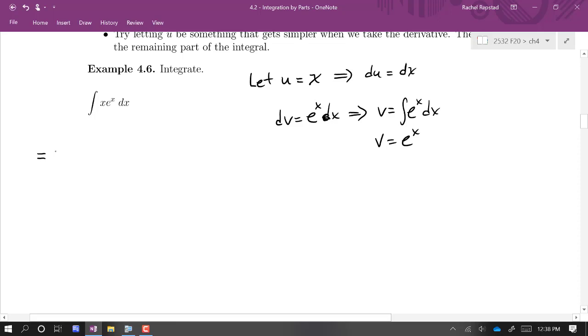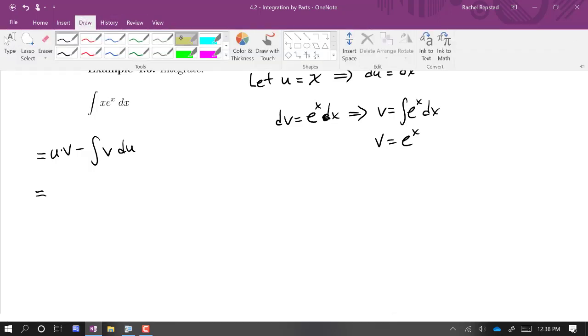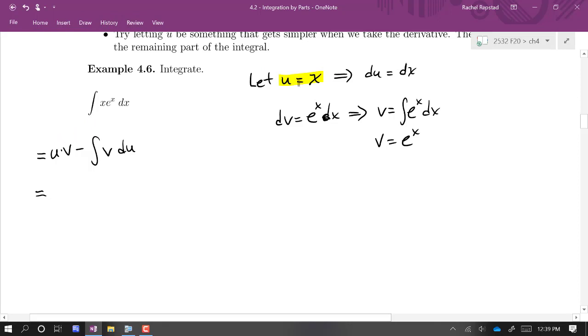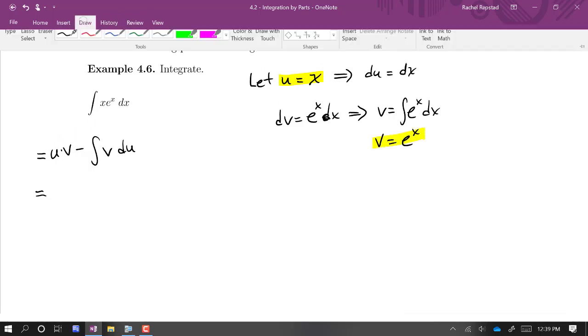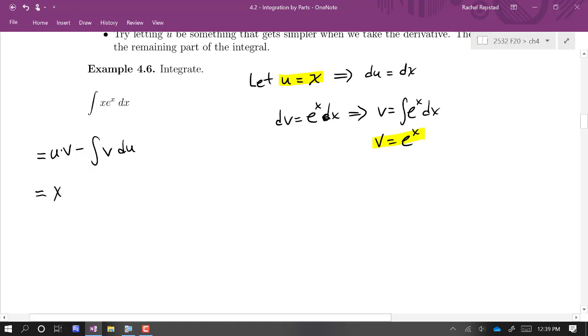an integration by parts problem by just writing out what the integration by parts formula is. So this will be u times v minus the integral v du. So u times v is x times e to the x minus the integral of v du. So that's e to the x dx.